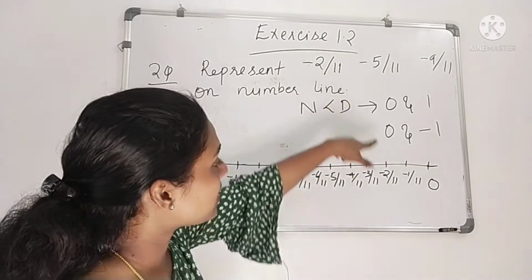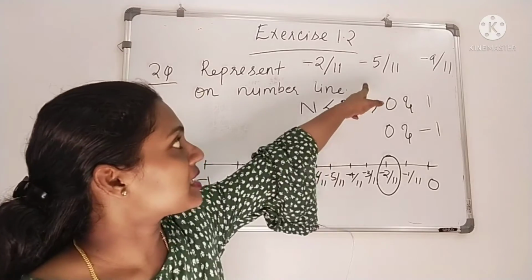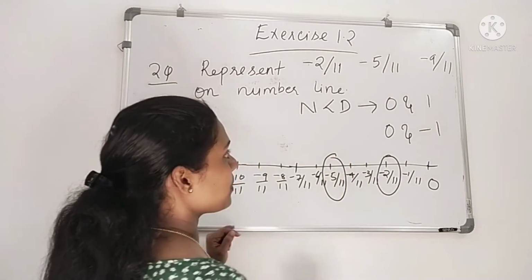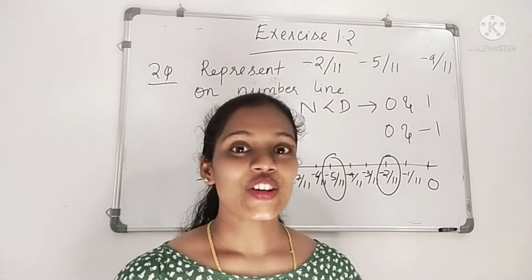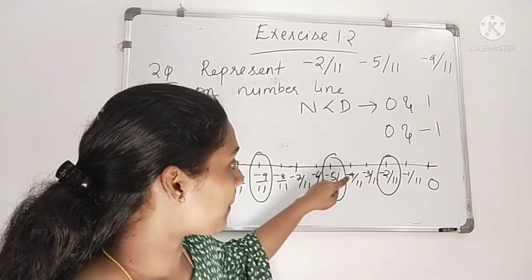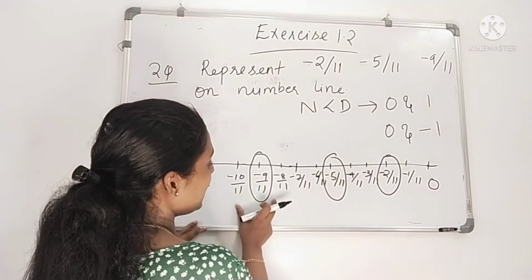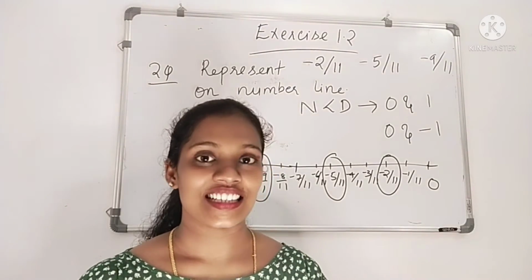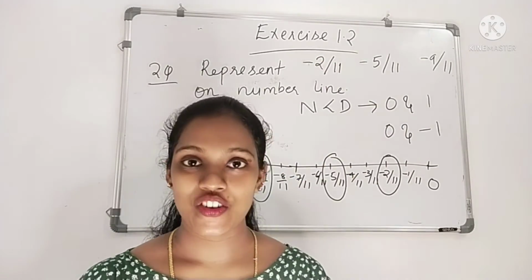So where is minus 2 by 11? This, right? So this is our first answer. Next is minus 5 by 11. Here, right? So this is our next point. Then finally you have minus 9 by 11. So you have got minus 2 by 11 here, minus 5 by 11 here and finally minus 9 by 11 here. So these are the 3 points. This is the answer that you have got after solving this question. So understood how you have got this answer?